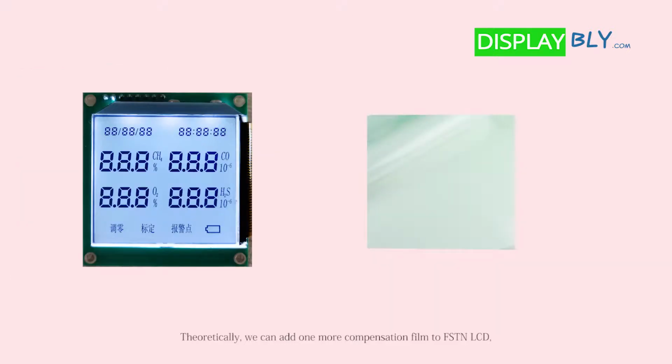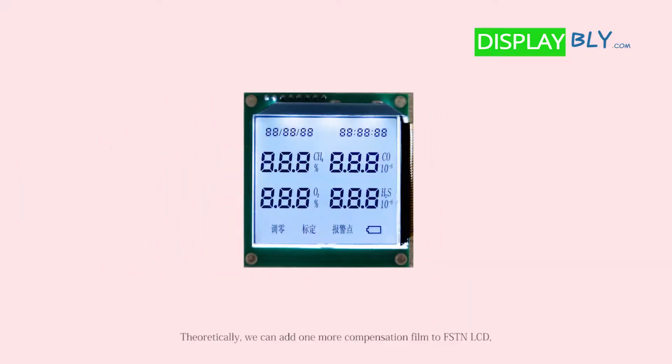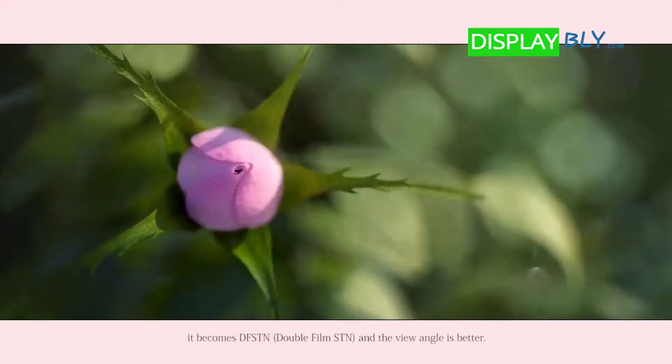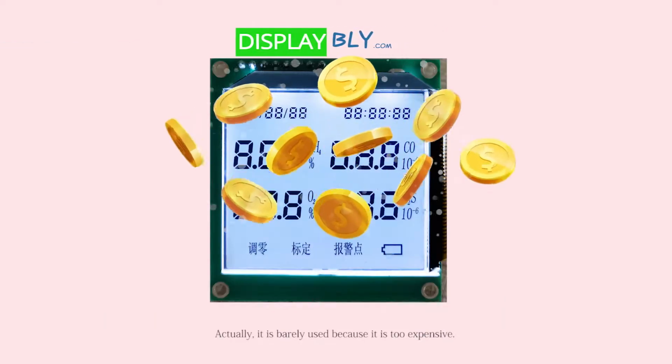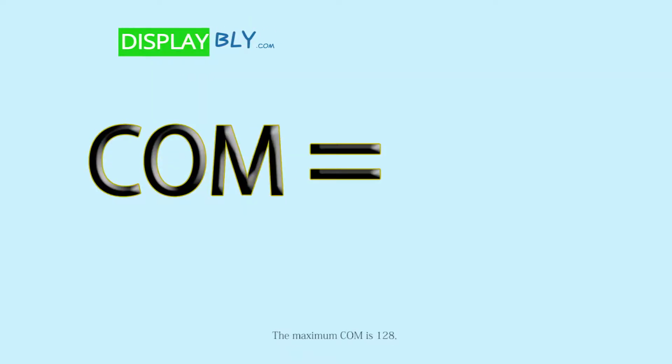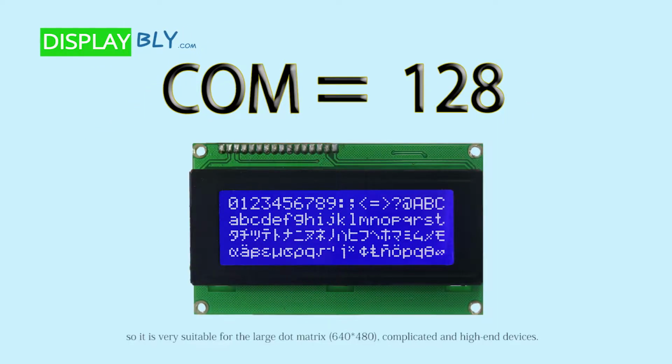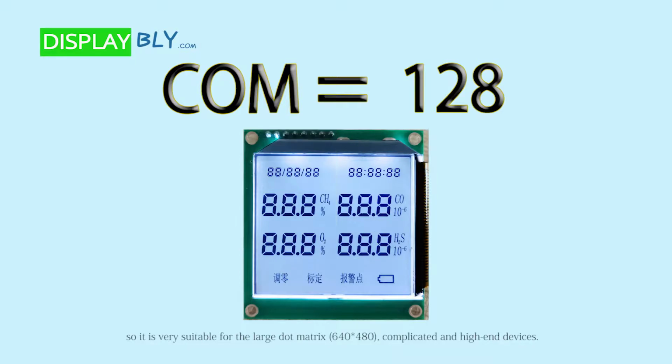Theoretically, we can add one more compensation film to FSTN LCD. It becomes DFSTN, double film STN, and the view angle is better. Actually, it is barely used because it is too expensive. The maximum COM is 128, so it is very suitable for the large dot matrix, complicated and high-end devices.